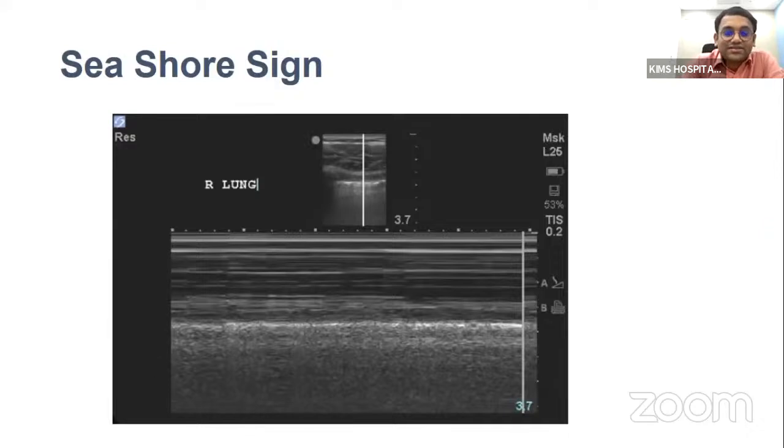So the next is the seashore sign. When you put M mode in your ultrasonography machine over the pleura, usually we can see this kind of pattern. This is called the seashore sign, where you can see there is a sea and small grains like the things usually seen at the beach side. You can see small granules appearing. So this is called the seashore sign. This is a normal sign.